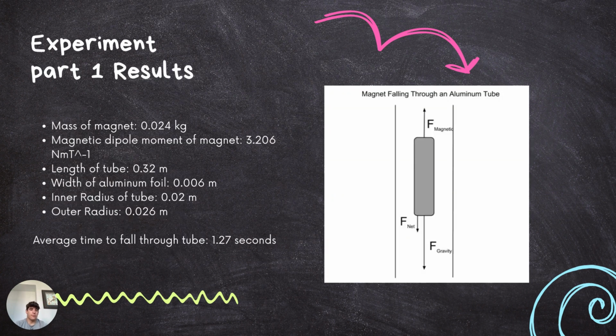For the results of the first part of the experiment, the mass of the magnet was 0.024 kilograms. The magnetic dipole moment of the magnet from Lab 3 was 3.206 Newton meters per Tesla. The length of the tube was 0.32 meters. The width of the aluminum foil was 0.006 meters. The inner radius of the tube was 0.02 meters. The outer radius was 0.026 meters, and the average time to fall through the tube was 1.27 seconds.